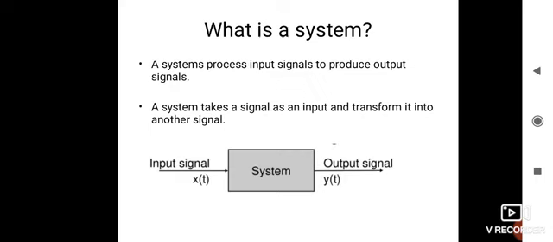That means the system has a characteristic, suppose a multiplier. So suppose the system is a multiplier. That means the input signal comes to the system and is multiplied with the parameter given in the system. Suppose the multiplier has the value 2. So the input is multiplied by 2 and given to the output as 2 times x(t). So y(t) is represented as a function of x(t).